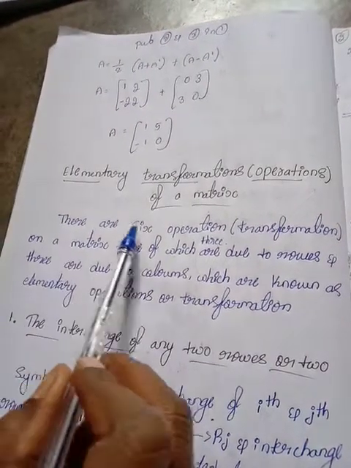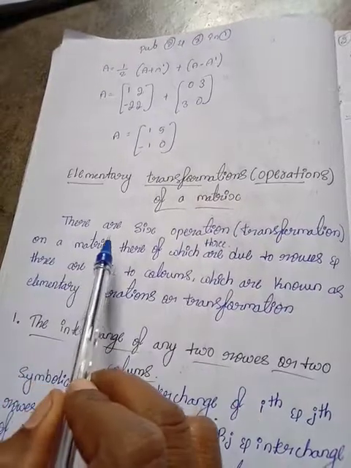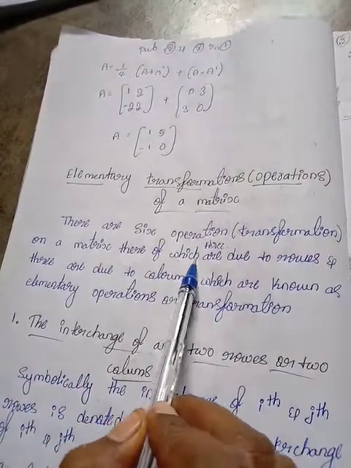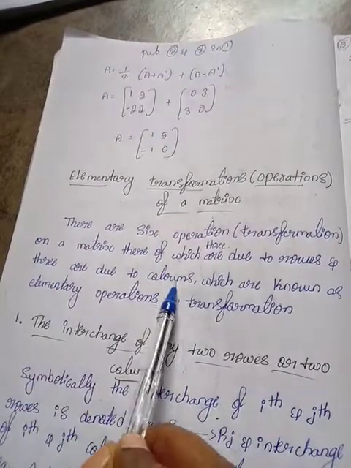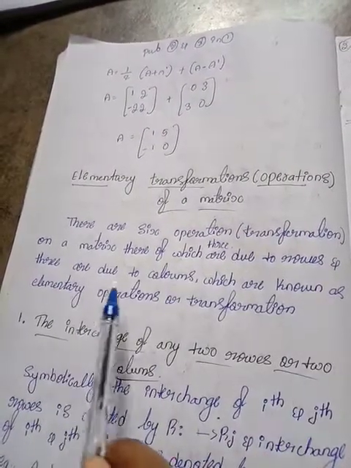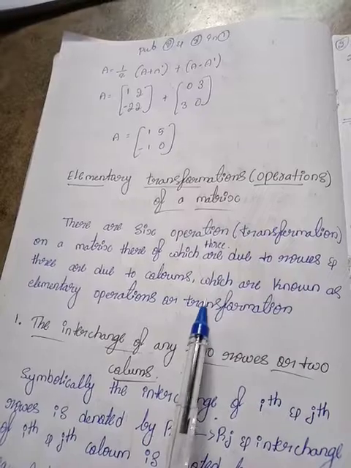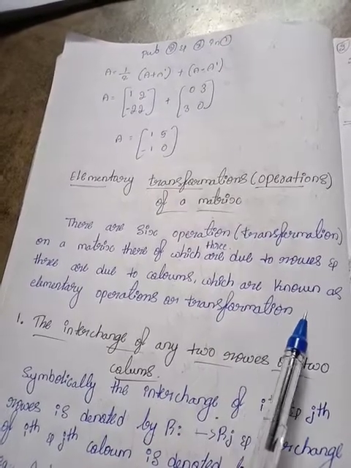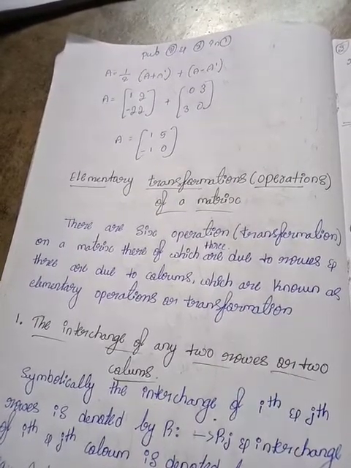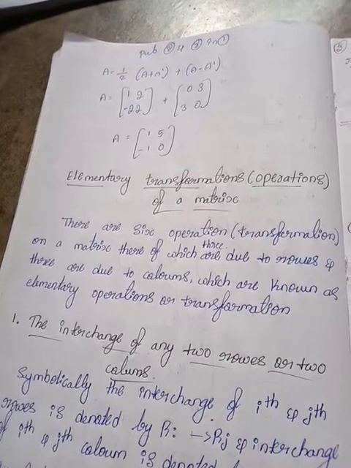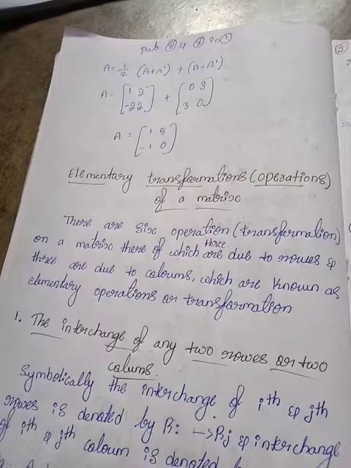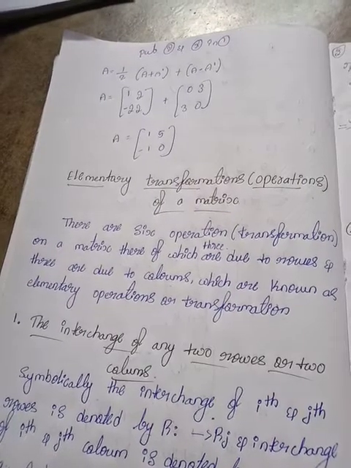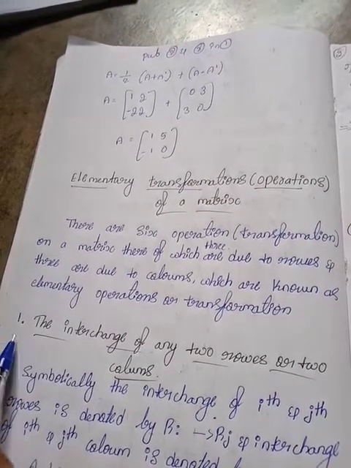There are 6 operations on a matrix, of which 3 are due to rows and 3 are due to columns, which are known as elementary operations or transformations. In a matrix, we can transform row wise or column wise. First, let us see the first step: how to interchange 2 rows or 2 columns. This is your first step.